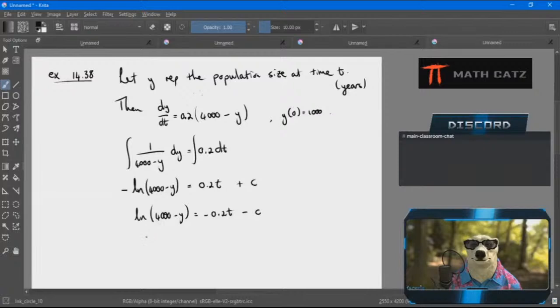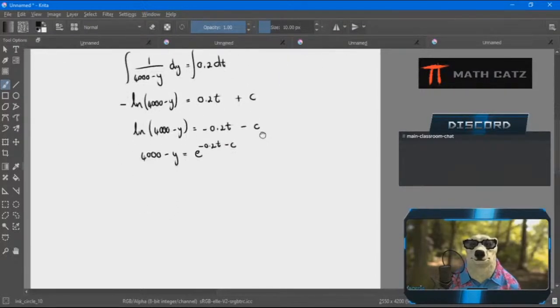And then solving for this bracket will be rewriting the log equation: the bracket equals e to the negative 0.2 t minus c. Let's shift up a little bit. So solving for y, I move y to the right, the e portion to the left, I get y equals 4,000 minus e to the negative 0.2 t minus c.